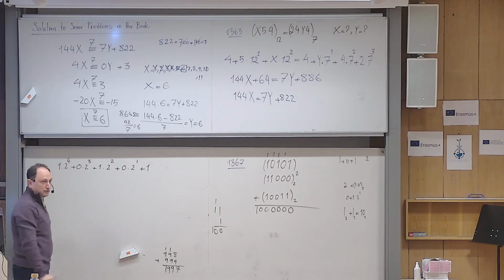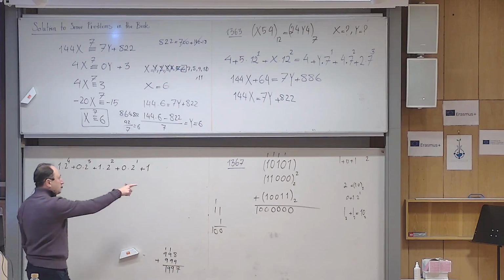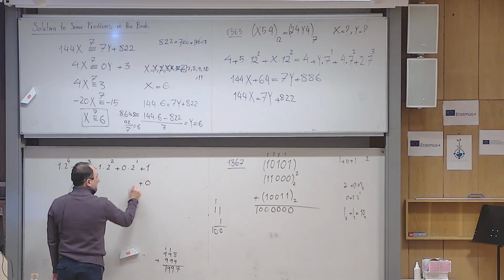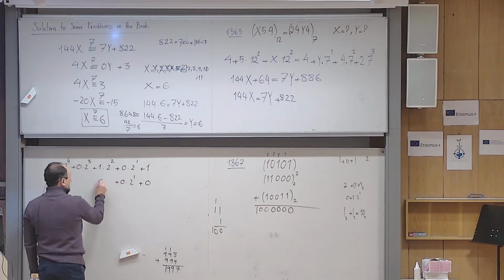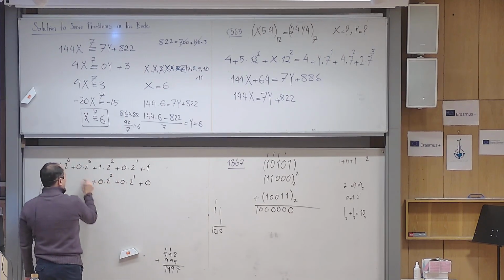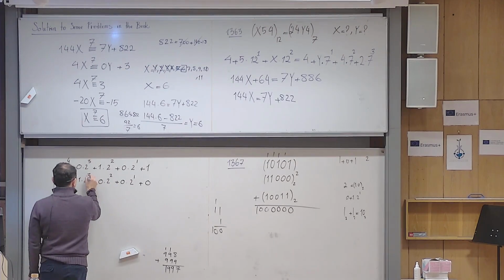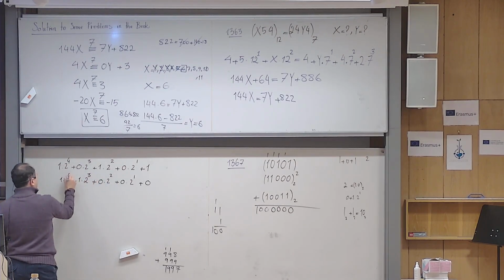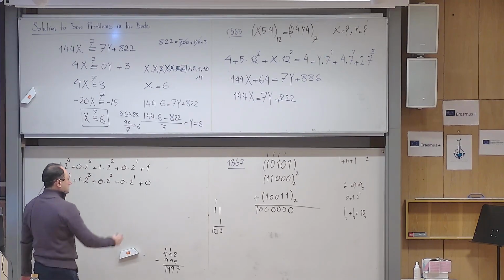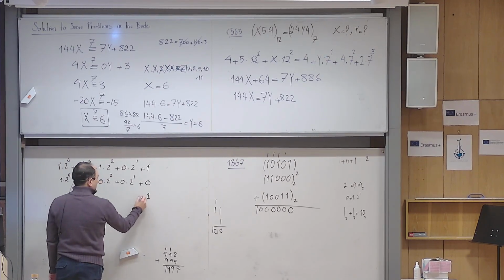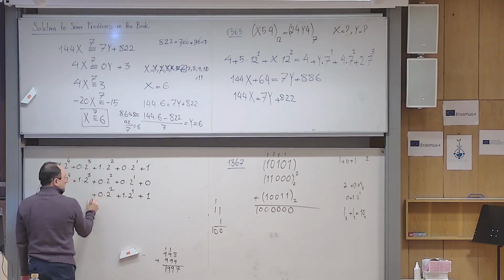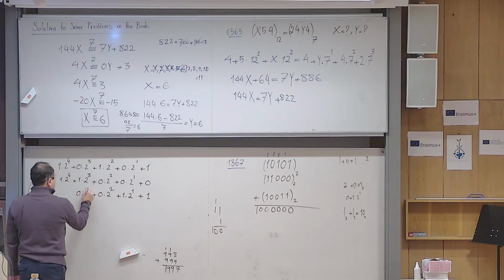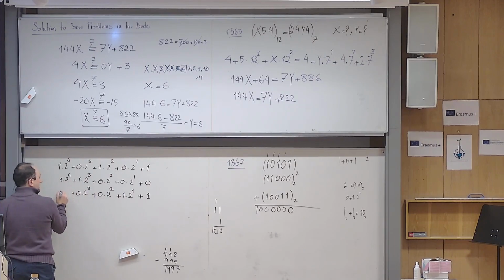I don't want to calculate it. Be careful. The next number, this is 0. The next one is also 0. The next one is also 0. But this one is 1. This one is also 1. And finally, the last number, this is 1. This one is also 1. This one is 0. This one is also 0. And then this one is 1.